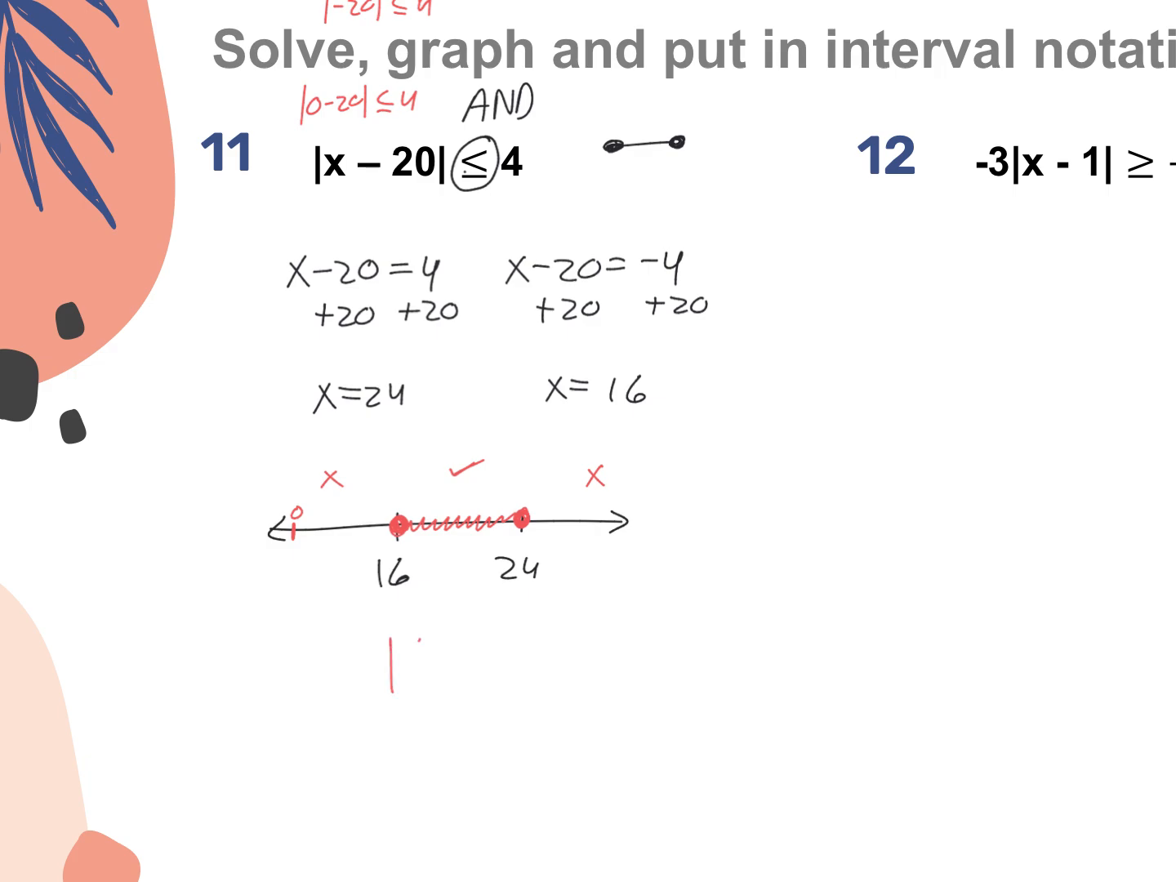And in interval notation, again, from left to right, it would be from 16 to 24. And because there are closed circles, I would put brackets around this. And that would be your answer in interval notation.